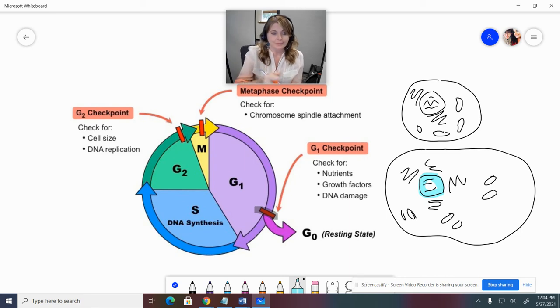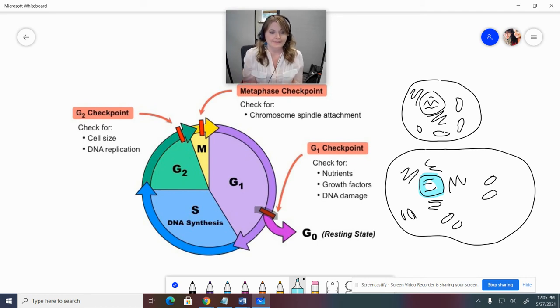Then we have our second growth phase. The cell has to continue to get larger in size, making room for and making sure that it's ready for mitosis. There are certain proteins that have to be manufactured to be ready for mitosis. So there's lots of preparatory work that happens.